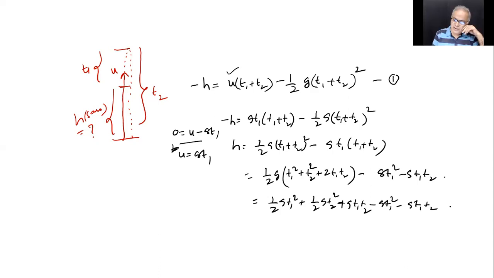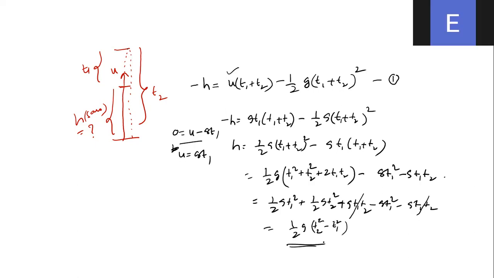What is happening? Tell me. It is gone? So what will I get? Half G (T2 square minus T1 square). That's all.